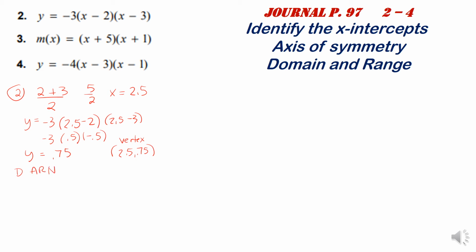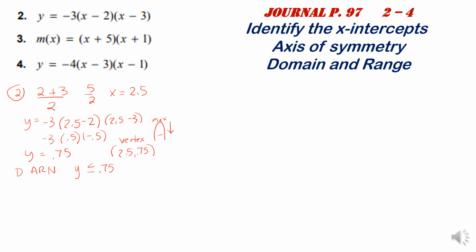Okay, our range, on the other hand, is limited by, this is a negative graph, so it's a maximum, so we know that our range is going to be less than our maximum. So range is less than or equal to 0.75.